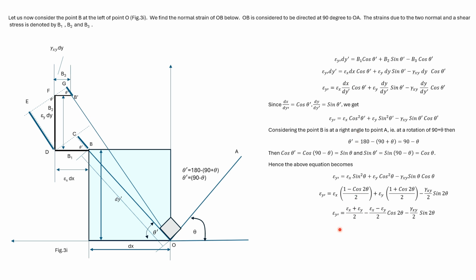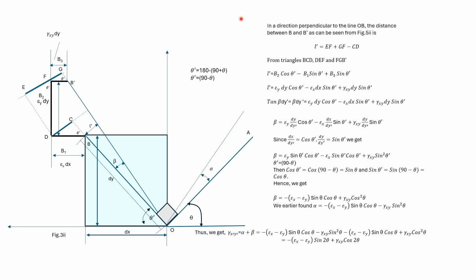Again, this equation is in the same form as the expression of sigma y dash. In order to find shear strain, we need to find beta, for which we need to find L dash. To find L dash, we need to know the length of these blue lines. So L dash is equal to EF plus GF minus CD.